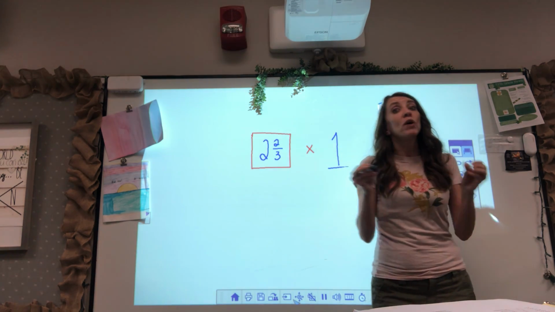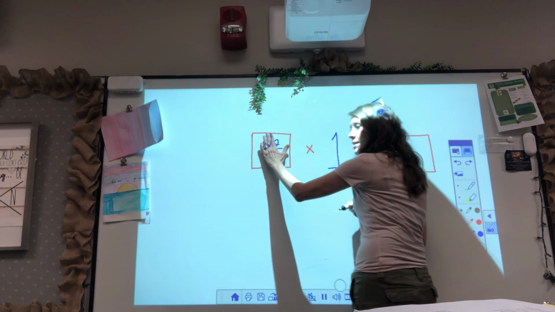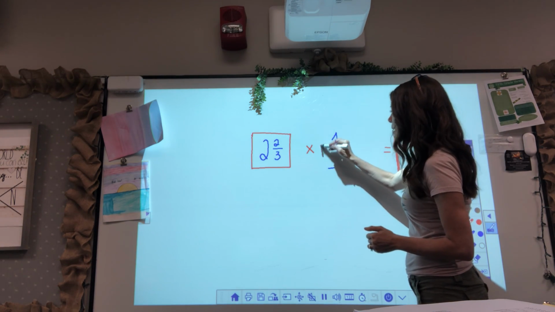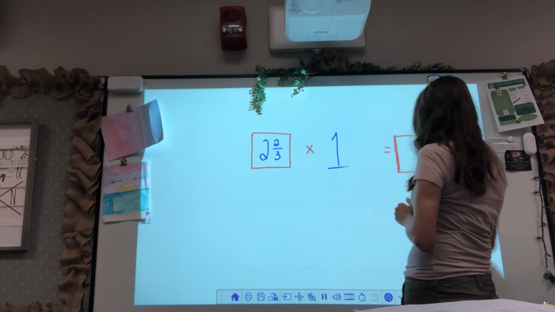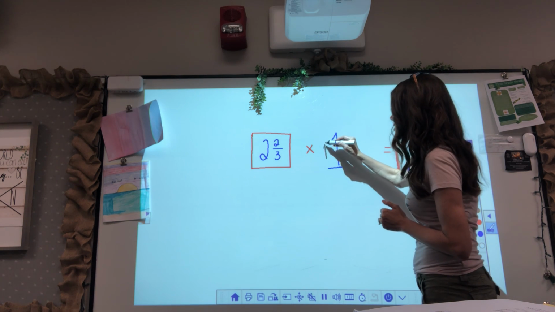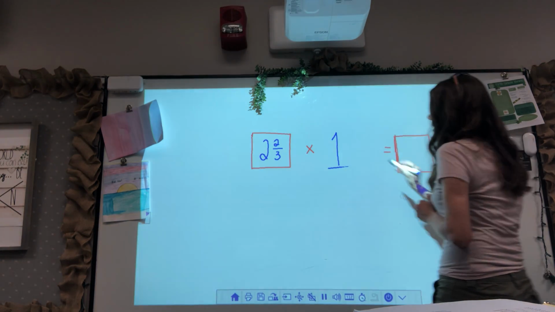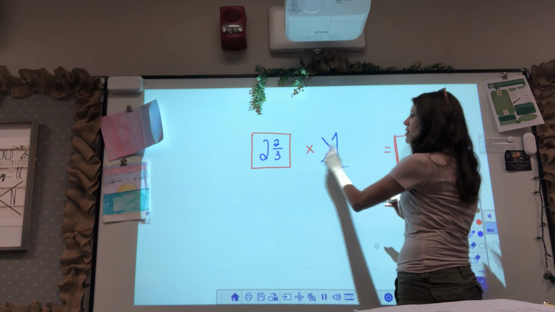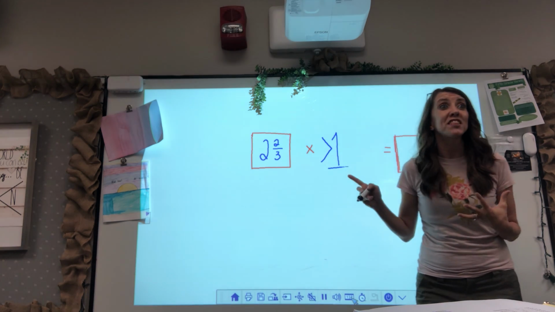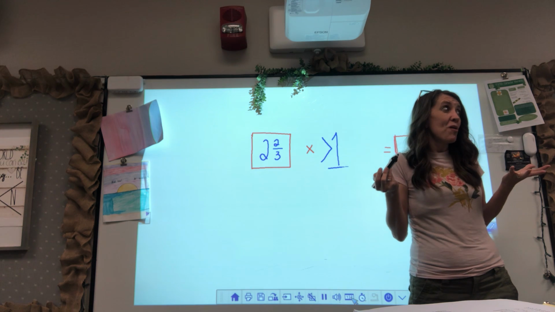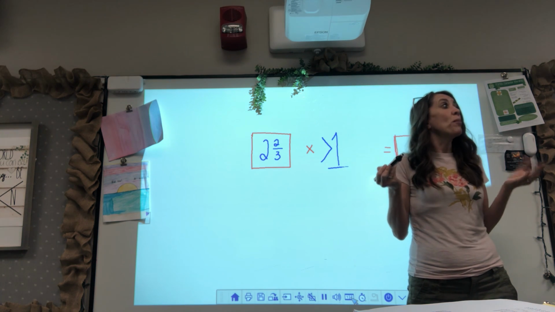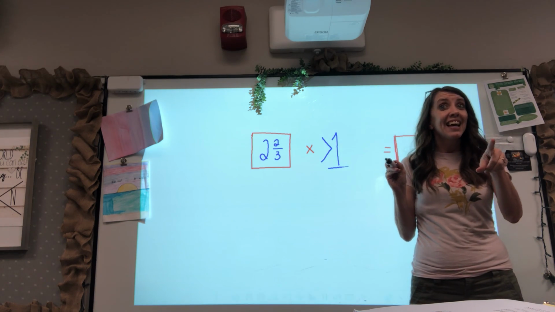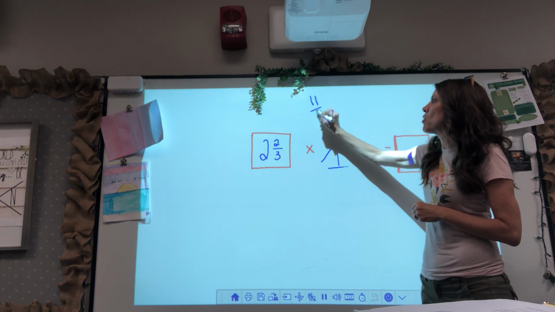Same thing with fractions. If I have my mixed number and I multiply it by something bigger than 1, right? Give me a fraction that's bigger than 1. Naomi? Nope, a fraction that's bigger than 1. What's a fraction, Heidi? 11/8. How do you know that's more than 1, Heidi?